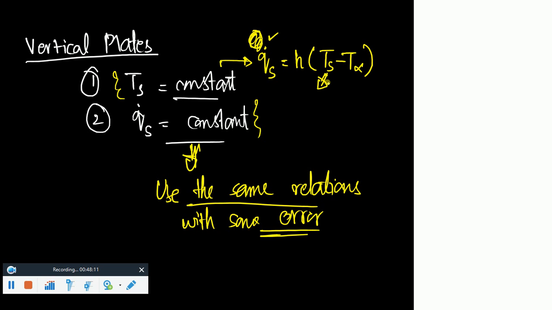The point is, what Ts should you use in case of this Qs equal to constant condition? This Ts should be the temperature at the middle point of the plate. Those experimental correlations would give you good values if you use this Ts as the surface temperature. Where should it be? At the middle of the plate. And remember, to find this temperature, you go through an iterative process.